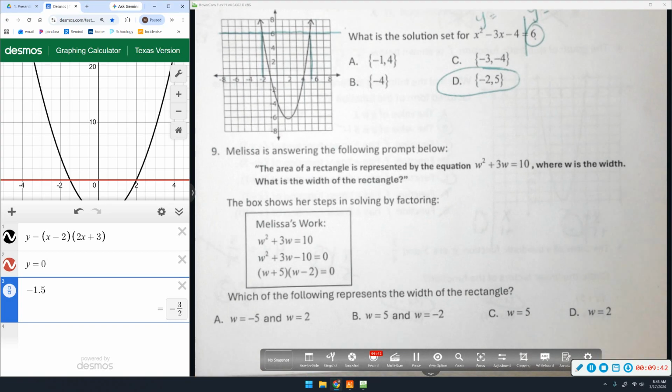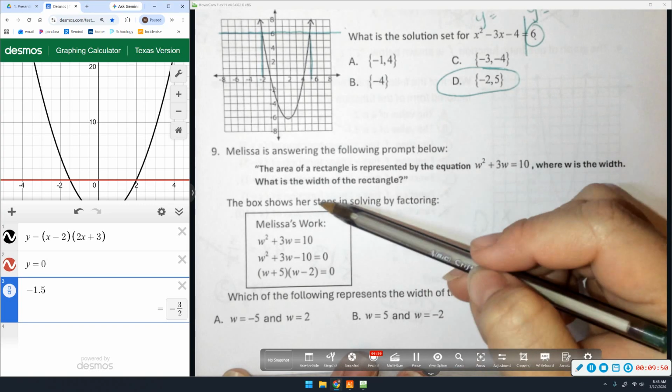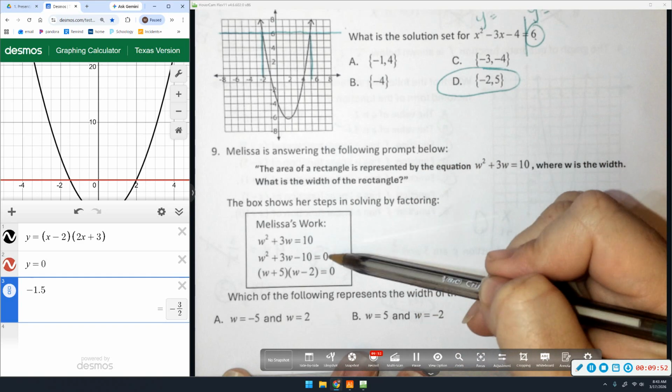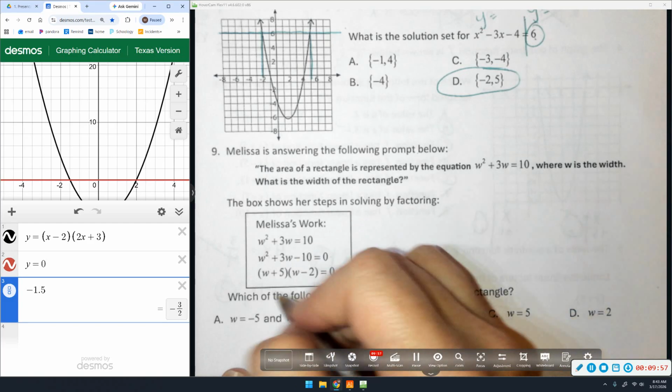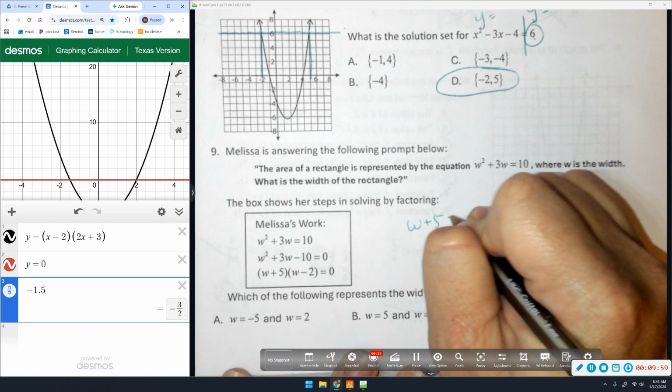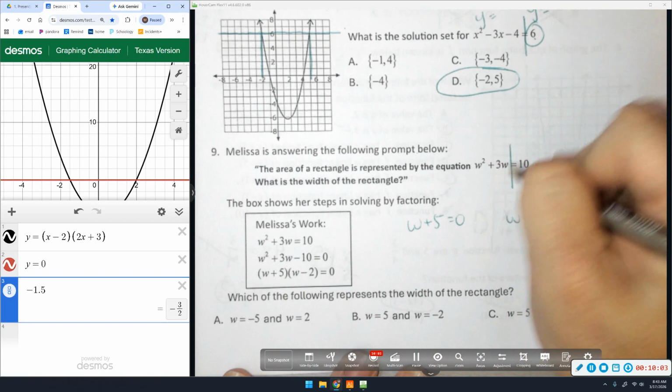Okay, number 9 shows Melissa. Melissa's answering the following prompt below. The area of a rectangle is represented by this equation, where W is the width, so she moves the 10 over because it has to equal 0, and she factors, and she gets this. Well, I want you to remember that you could set those equal to 0, or you can do this in the calculator and type y equals.